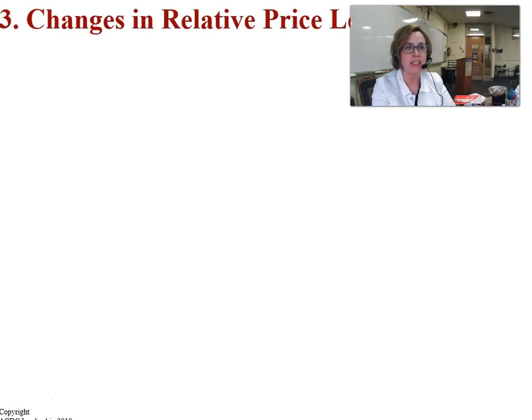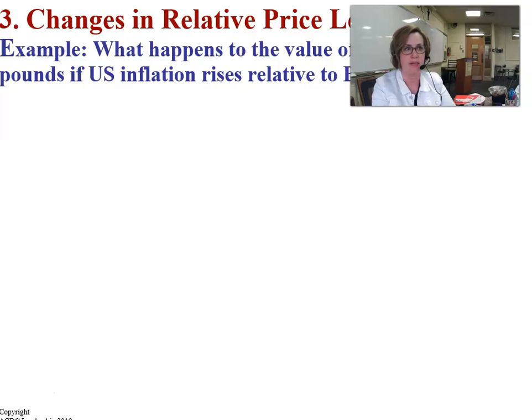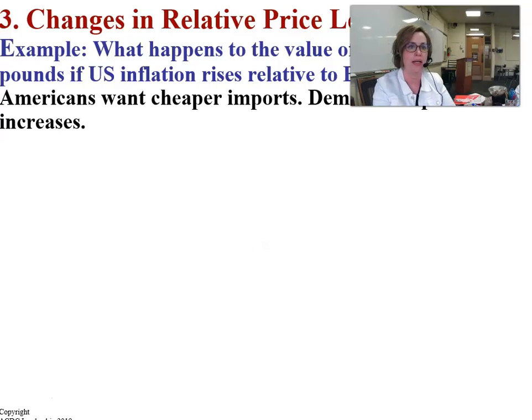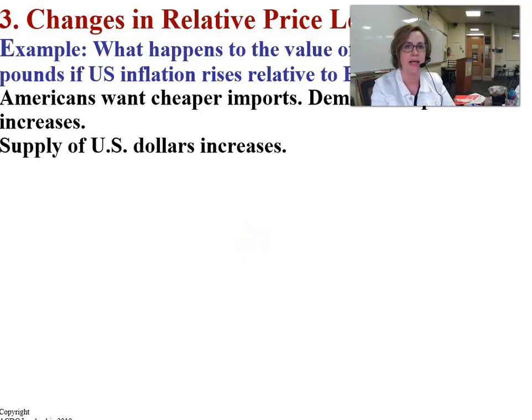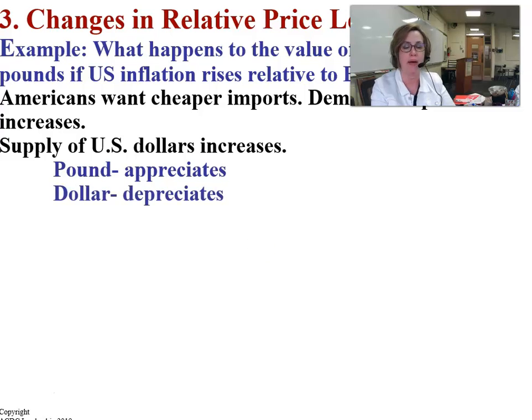Number 3, changes in relative price level. What's going to happen to the value of the dollar and pound if US inflation rises relative to Britain? Americans would want cheaper imports, so the demand for pounds would increase. The supply of US dollars would go up, so the pound would appreciate while the dollar would depreciate.